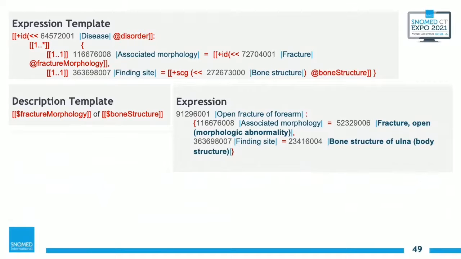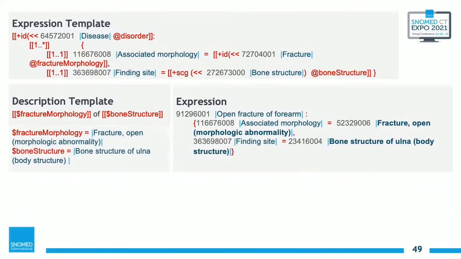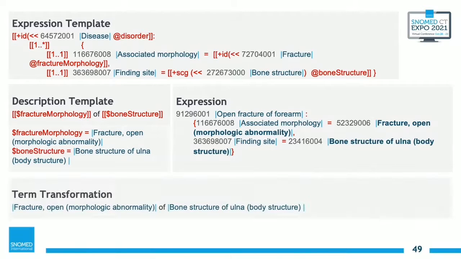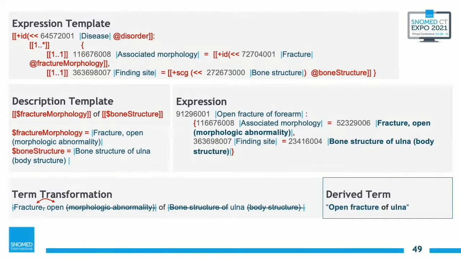And let's now consider this expression, which has been created using the expression template here. This expression represents an open fracture of forearm with an associated morphology of fracture open and a finding site of bone structure of ulna. If we use the fully specified names for these concepts, we get the following values for the fracture morphology and bone structure slots. And if we apply these values to the description template with the rules I just showed you, then after removing the semantic tags, removing the phrase bone structure of, and reordering the morphology parts, this leads to an automatically generated human readable term for the expression, open fracture of ulna.